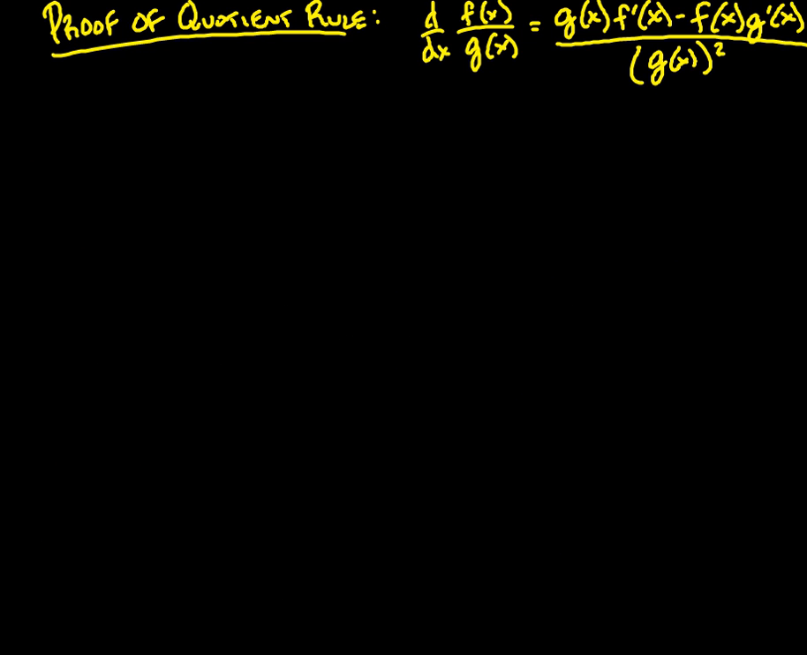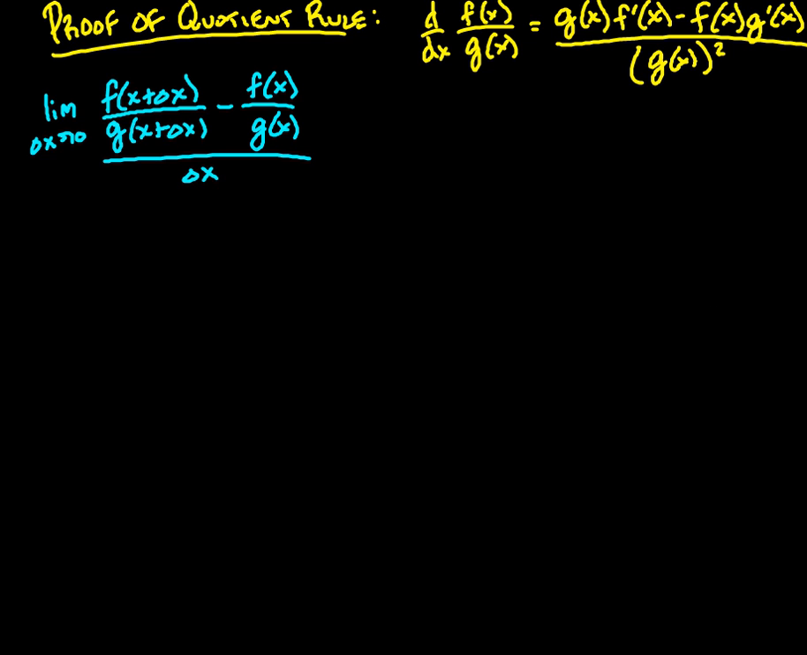Let's look at the quotient rule, because guess what? It works very much in the same manner. Starting the exact same way, I have f divided by g this time, so I need to first do that. What I'm going to do to begin this problem is make a common denominator. So to make a common denominator, I've got to multiply this first fraction by g of x on the top and bottom, and this one by g of x plus delta x on top and bottom.